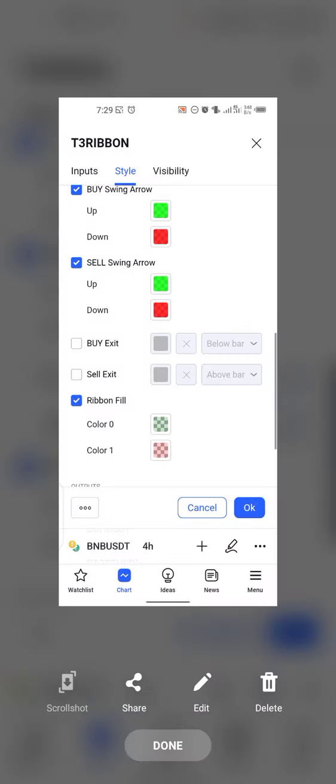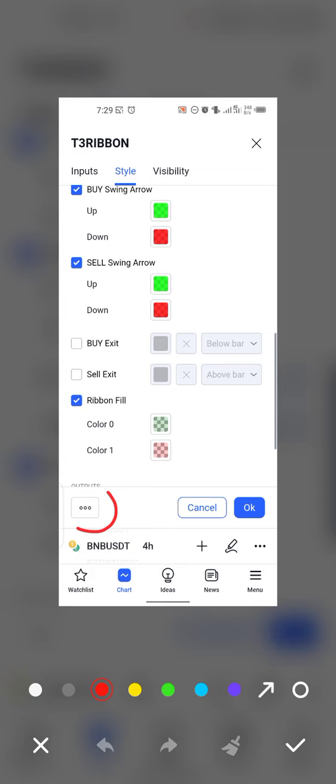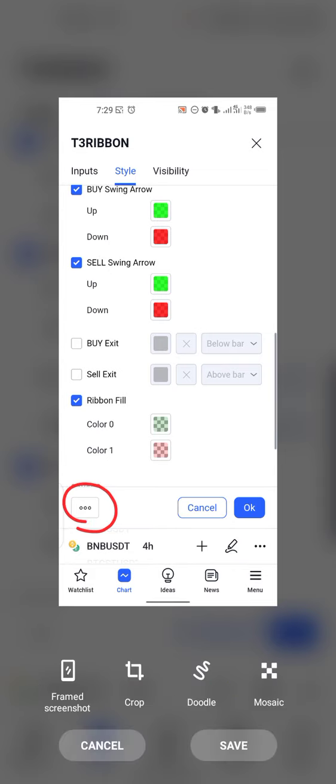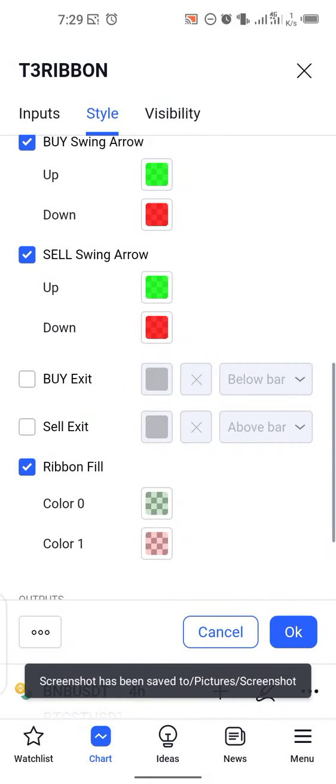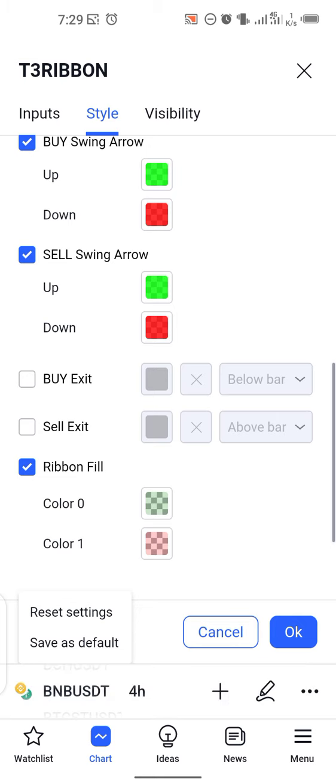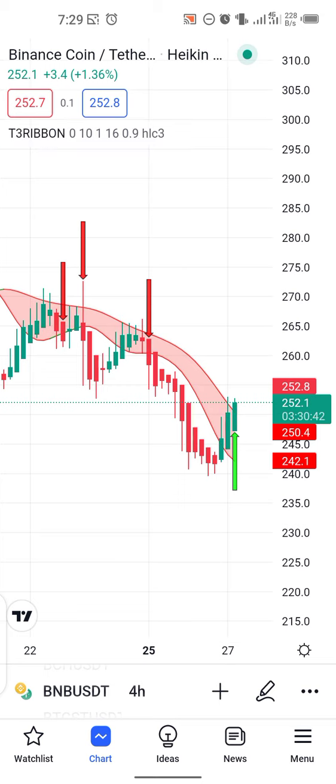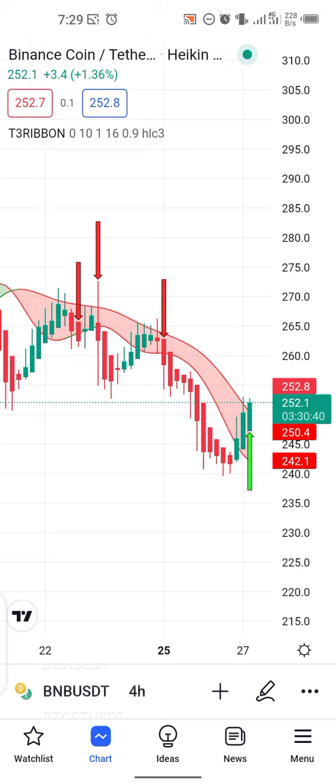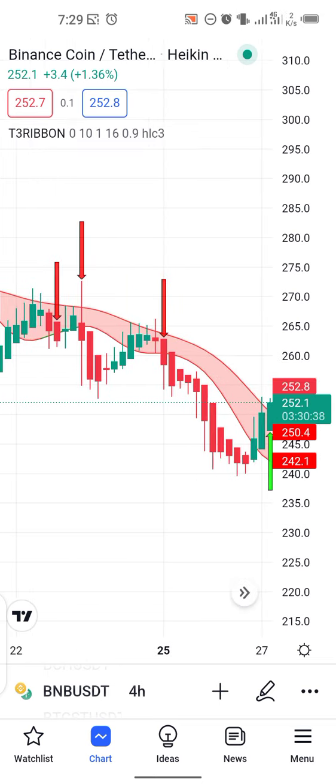Remember, we said we must save, so we shall come on the three dots here, and after tapping on the three dots, you see there is a word that comes, save as default. Tap on save as default and say okay. And then, ladies and gentlemen, we are done with setting up our indicator. Now let's interpret the indicator.